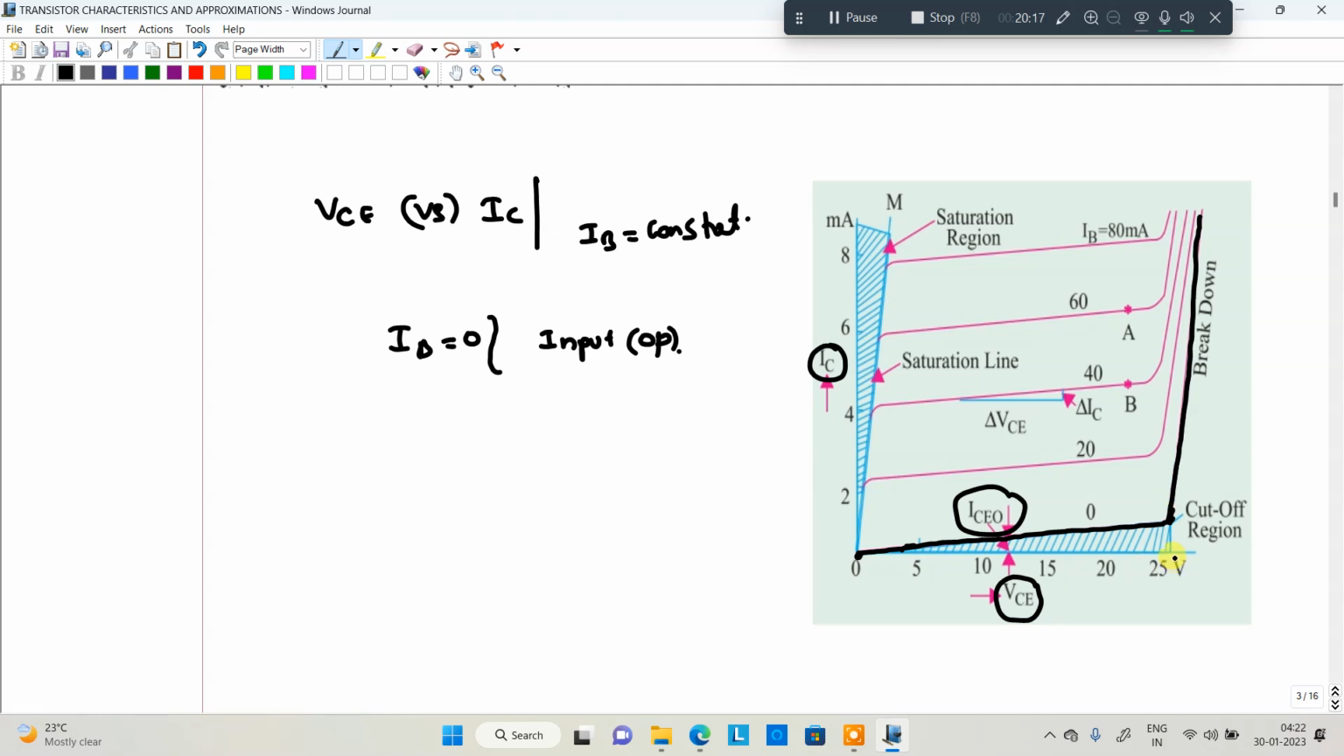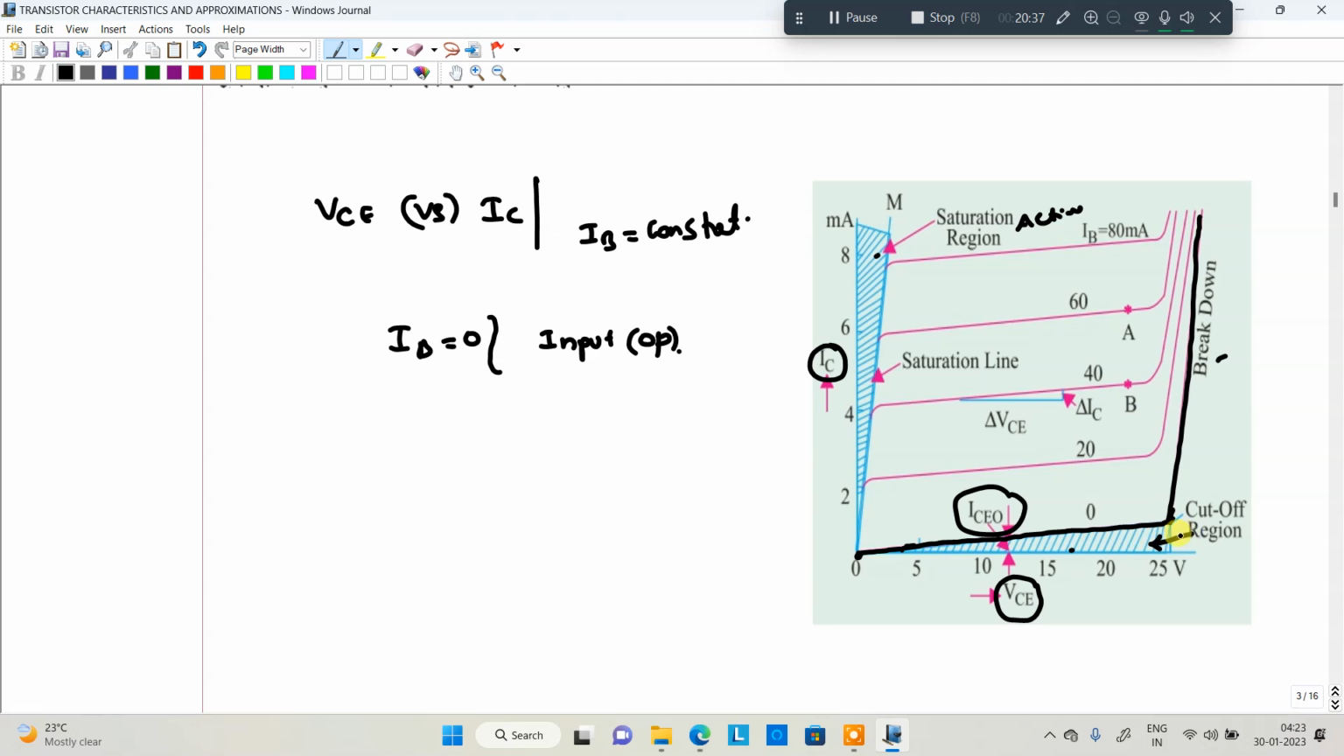Clear? This is the cutoff region. This particular region is the cutoff region. This is the breakdown region. This is the saturation region. Okay. Now see here, this is actually the active region. Now see here, the cutoff region. This is the ICEO leakage current.